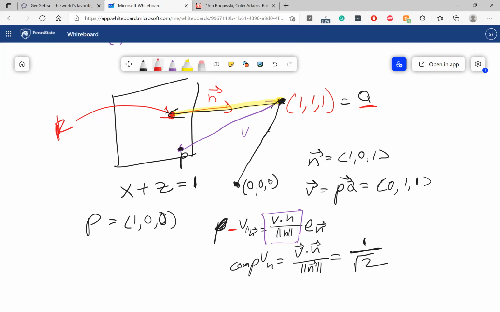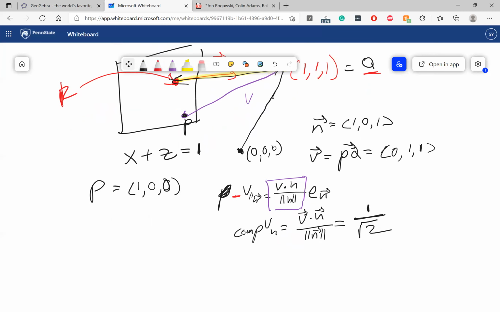Any questions? Yes. The vector V, I mean, we're not using cross product, but dot product, yeah. Okay, so what is that vector?